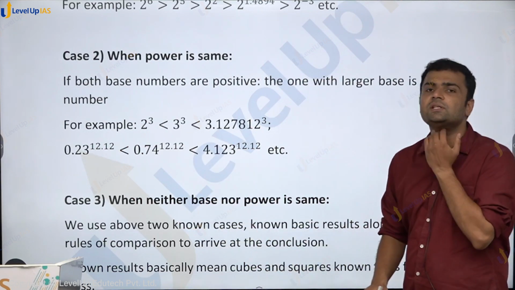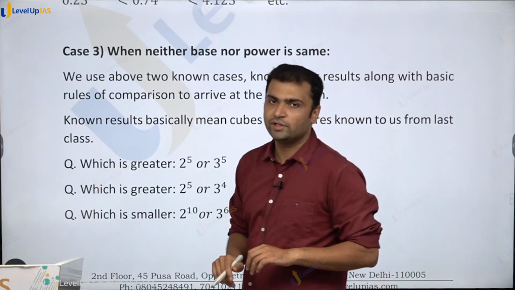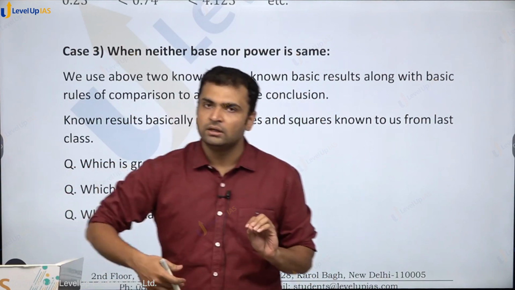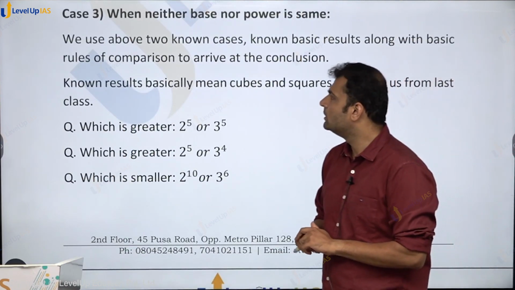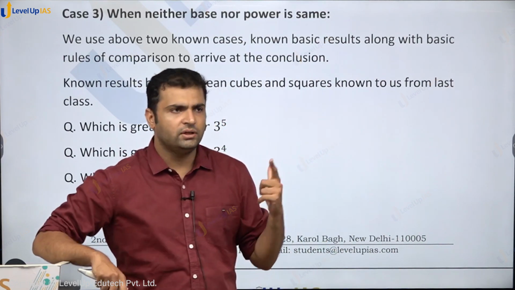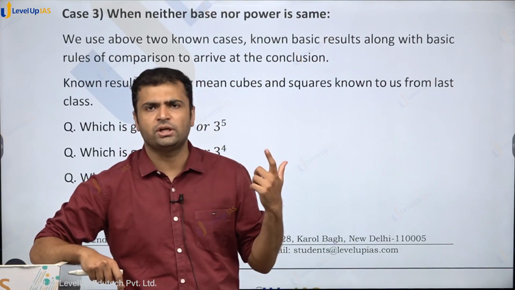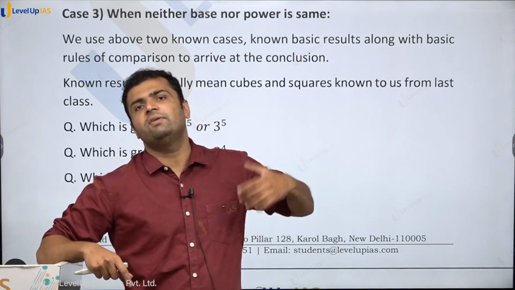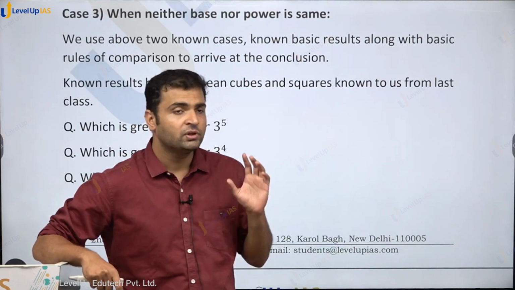The third case, which is the tricky part, where neither the base nor the power is same. अब base भी same नहीं है, power भी same नहीं है. अब क्या करोगे बताओ? That is the trickiest part, and we'll see that. What we'll do, we'll use the known rules. Secondly, in this, some questions which we are going to discuss, some kind of initial intuition is required, and usse we'll try to arrive at the conclusion using what we already know about some powers of the same numbers. That is what we want.